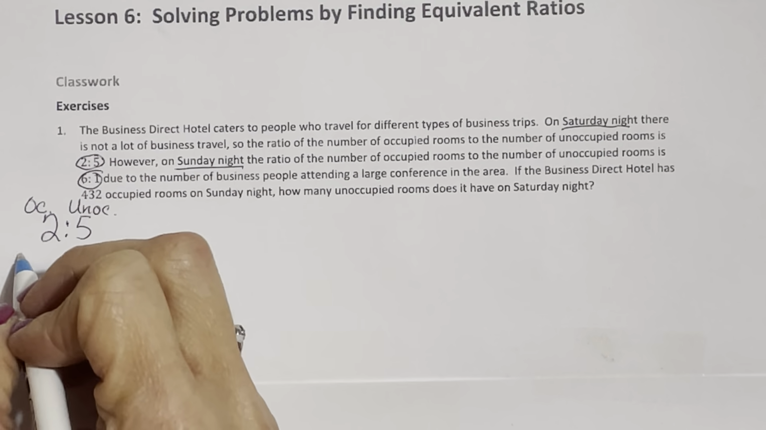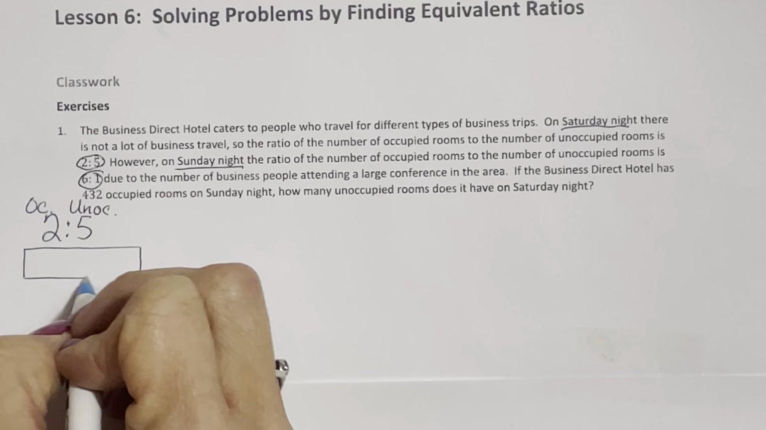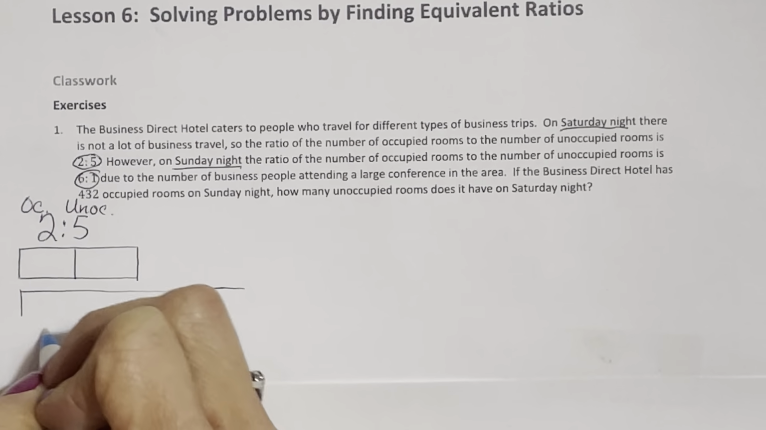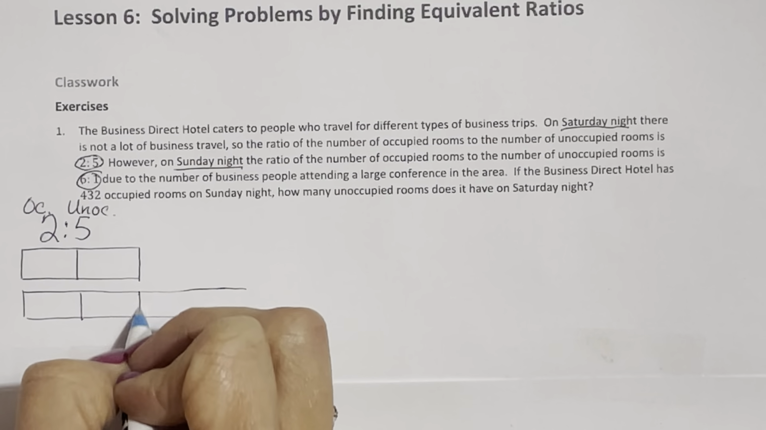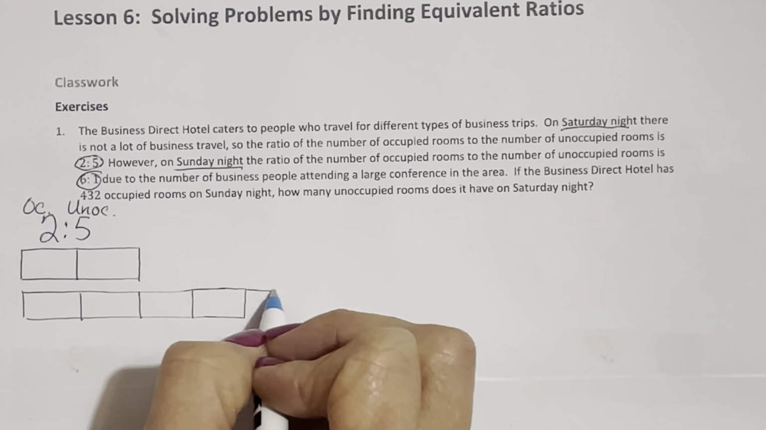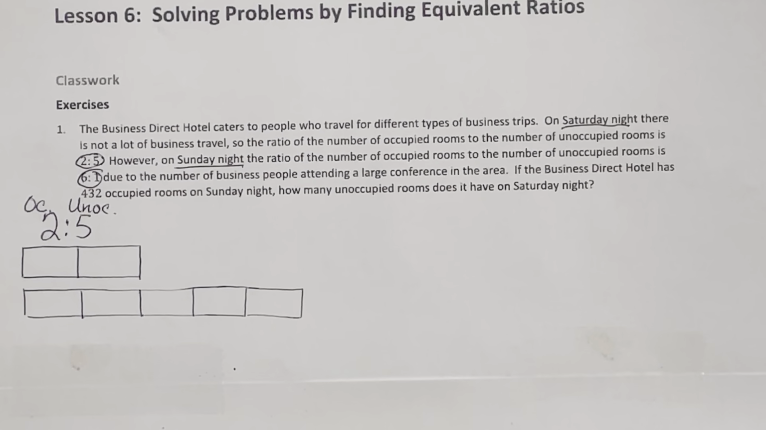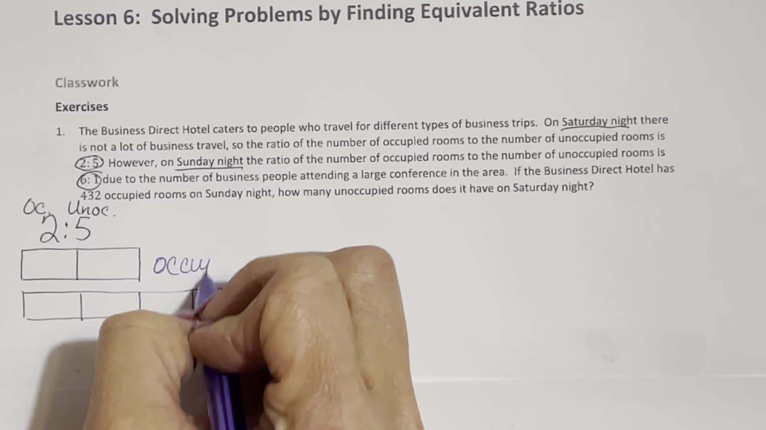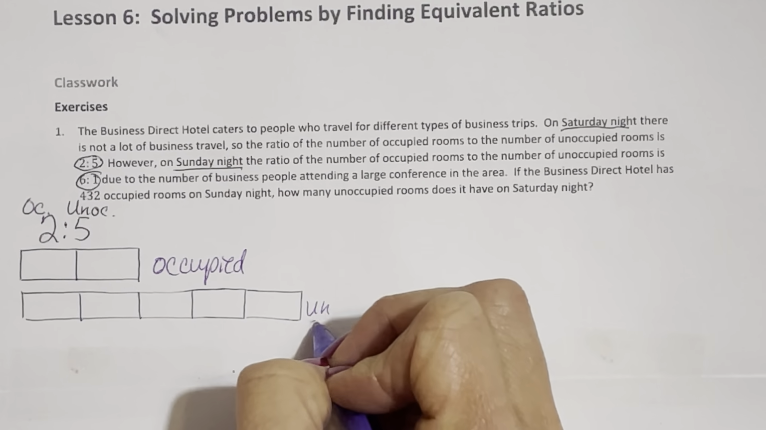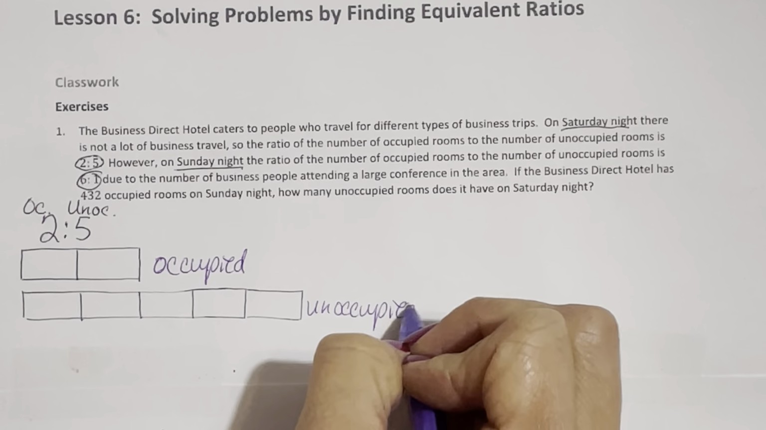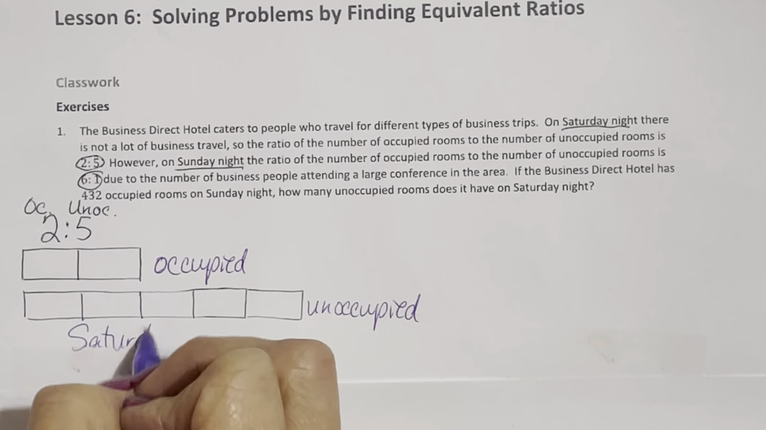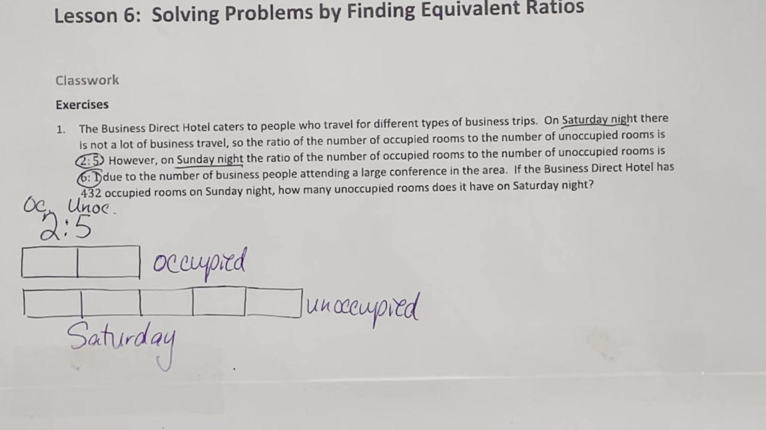Then we can go ahead and draw the tape diagram. So this would be the 2, and then we need the 5: 2, 3, 4, 5. Taking a look at this, we can say that the 2 were the occupied, and the 5 were the unoccupied. Now we also have to make note that this was Saturday. So we have the tape diagram filled out for Saturday for the occupied and the unoccupied.